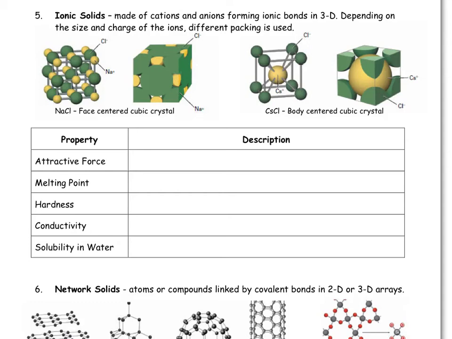Ionic solids are made of cations and anions being packed into a 3D crystal lattice held together with ionic bonds. Now, depending on the size and the charge of the ions you use, they get packed differently into a repeatable cubic crystal. Now, I've included some examples down below.